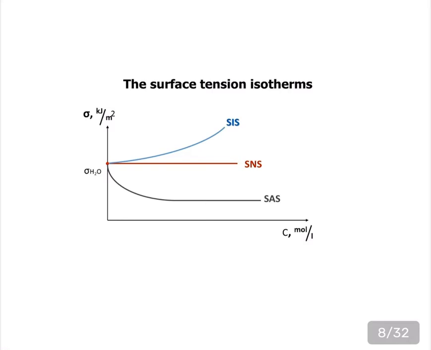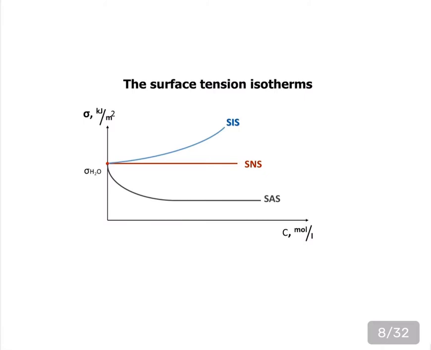The independent value is plotted on the horizontal axis. It's the amount of dissolved substance. On the vertical axis, the dependent value is plotted. We see there are three groups of substances that change the surface tension of a liquid. For example, for pure water, surface tension is equal to about 75 kilojoule per square meter.